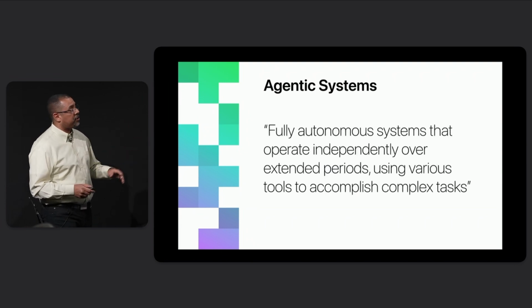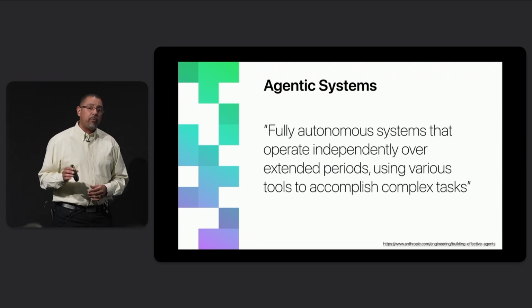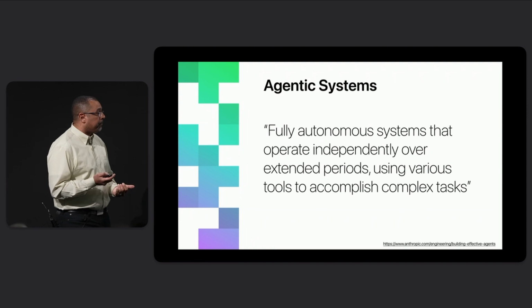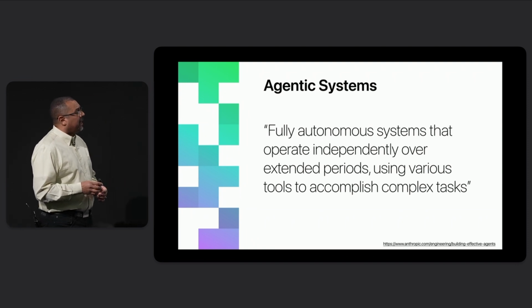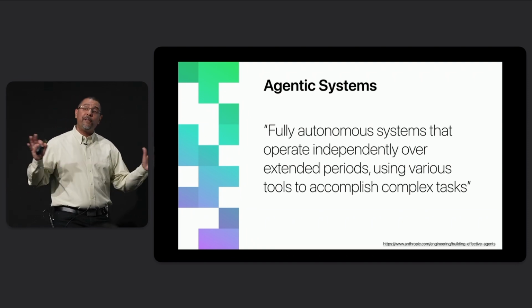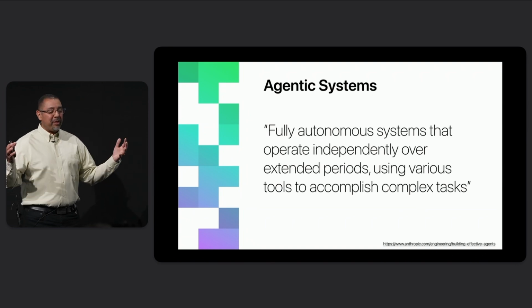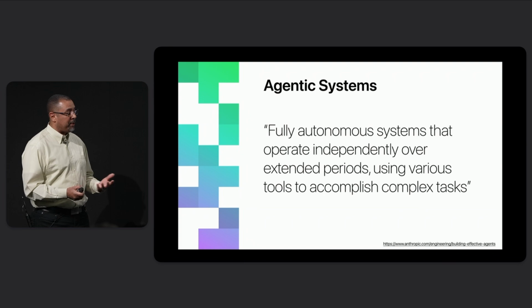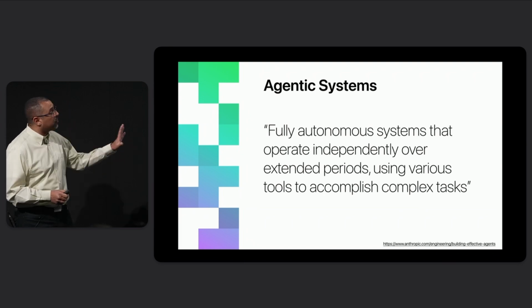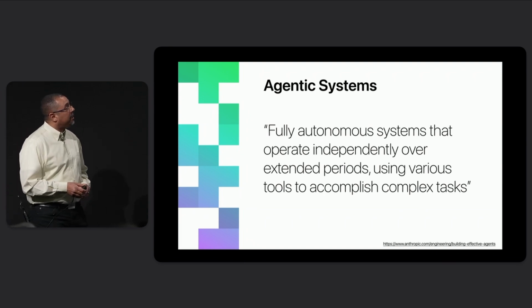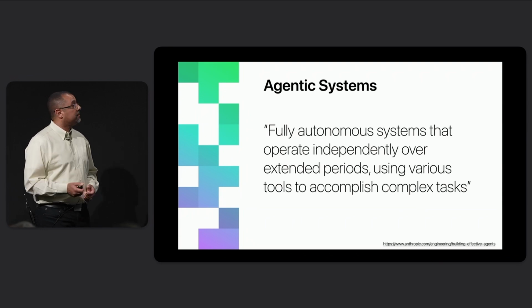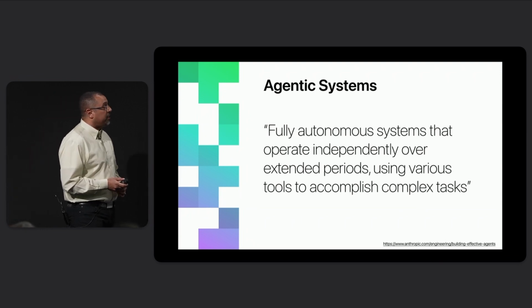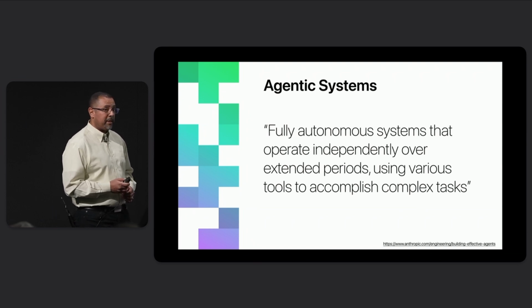I like the definition from Anthropic. They have a really nice blog, Building Effective Agents. They take all the definitions that have been out there and consolidate them and give a really nice fluid definition for a lot of the things that we've been talking about. This is the definition I like: an agentic system is one of fully autonomous systems that operate independently over extended periods using various tools to accomplish complex tasks.